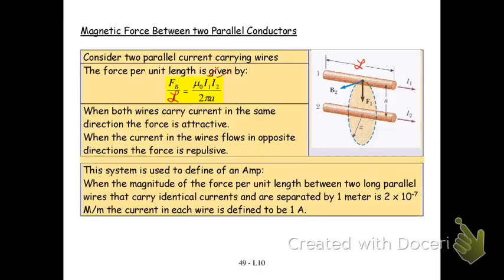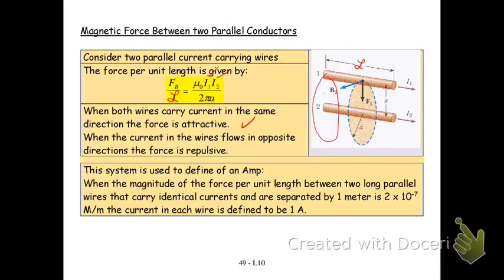I can kind of justify whether it's over 2 pi a or over 2 pi a squared. I can't really justify why it's not an inverse square relationship. Well, there's a certain cylindrical symmetry to it, but that's kind of hand waving. But know that equation: when both wires carry current in the same direction, the force is attractive.